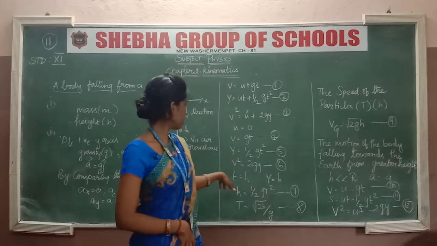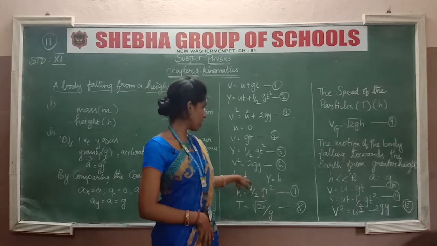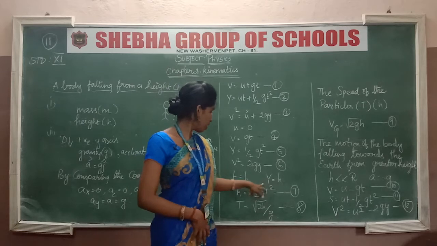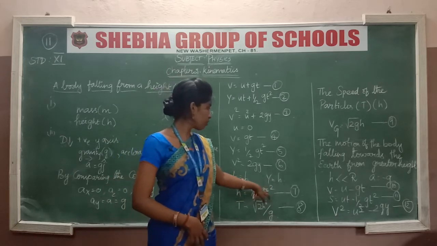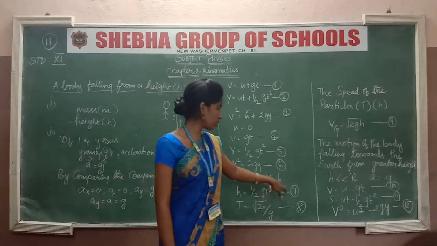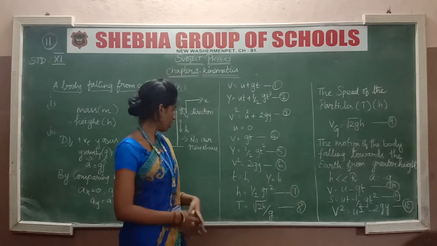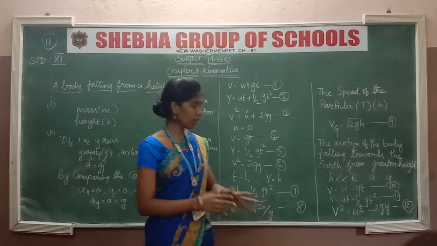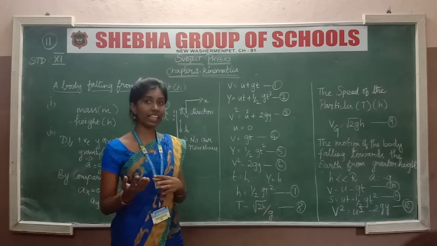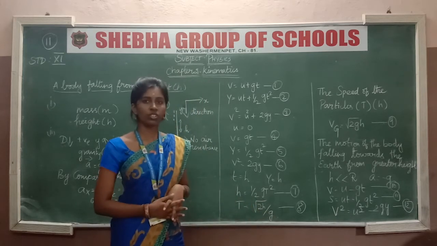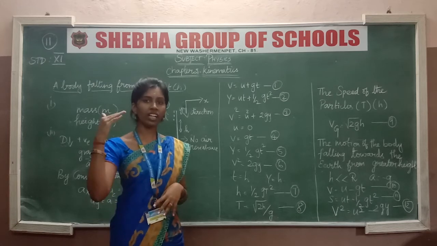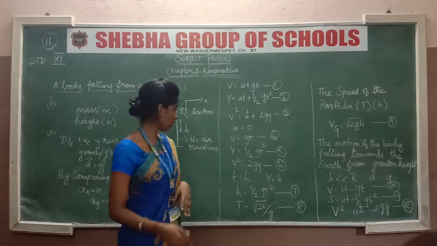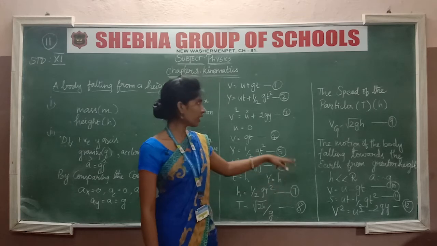So here for this particle, y is equal to h. So h is equal to half gt square will be taken. So here this one is the seventh equation. So next, t is equal to root will be derived. So time is measured from the height and the gravity. How do we measure time? Height divided by gravity, under the root. Okay, so here the time will be taken.